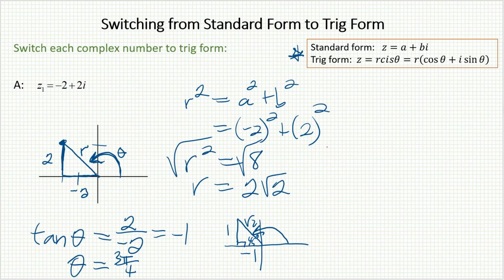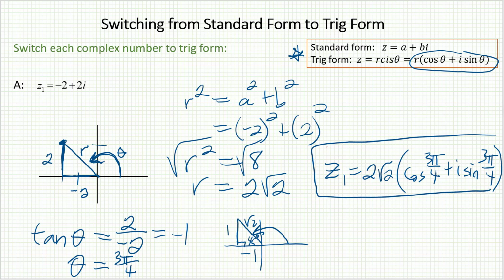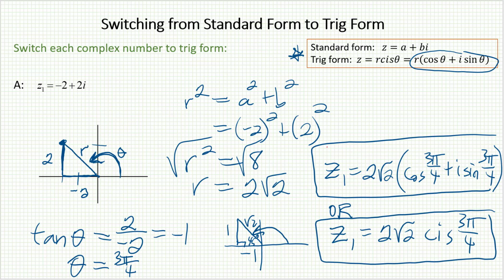Once I have r and theta, I can write down my trig form. The trig form of this complex number would be 2 root 2, my modulus, parentheses, cosine 3 pi over 4, I'm filling in my argument now, plus i sine 3 pi over 4. And that's the answer. That is the trig form of the complex number. Or, if I wrote it in that abbreviated format, I could simply write 2 root 2 and then cis 3 pi over 4.